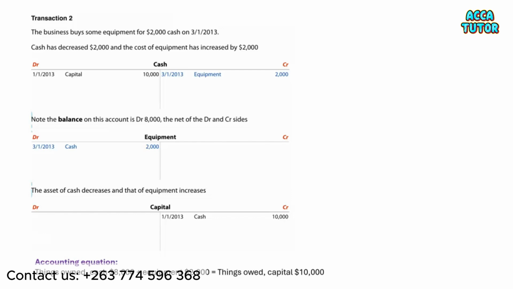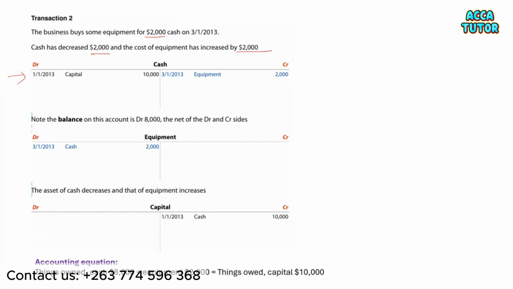The business buys some equipment for $2,000 cash on 3 January 2013. So they bought $2,000. Cash has decreased by $2,000 and the cost of equipment has increased by $2,000. So in the cash account, we are still having on the debit side 10,000 and equipment 2,000. That is on the 1st of January 2013.